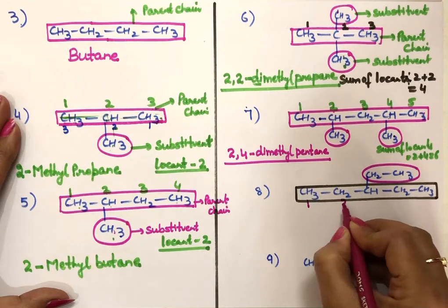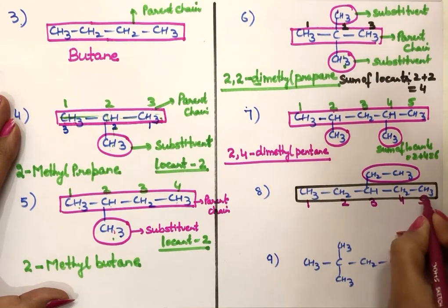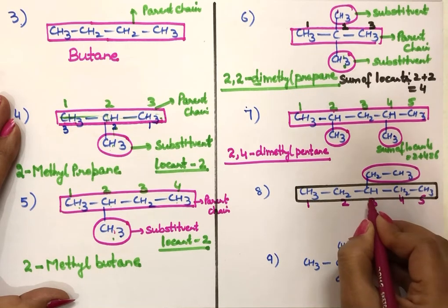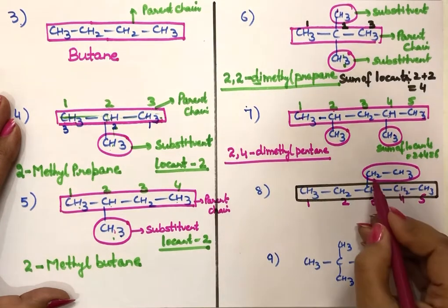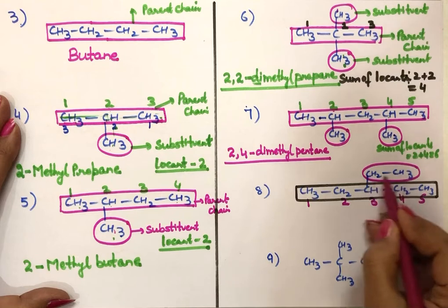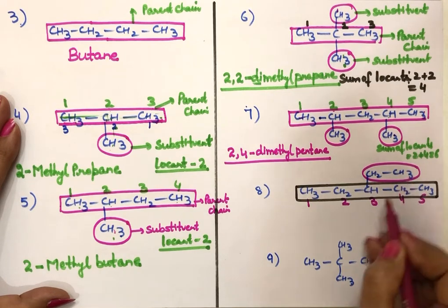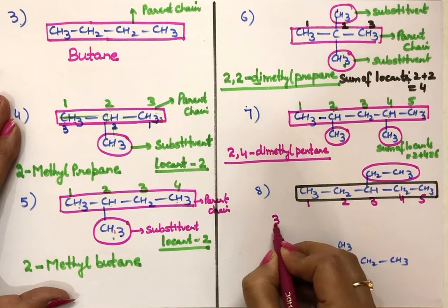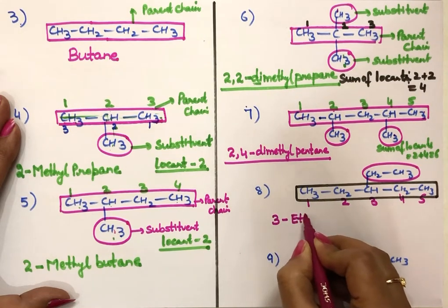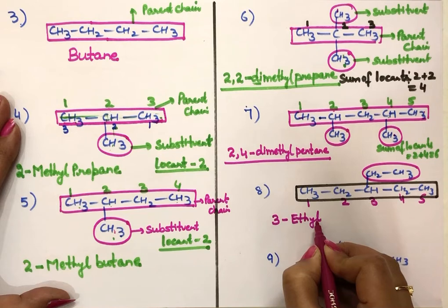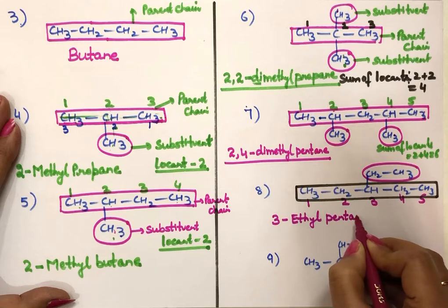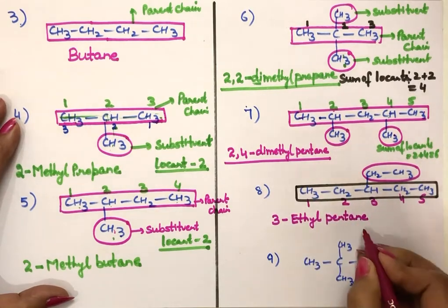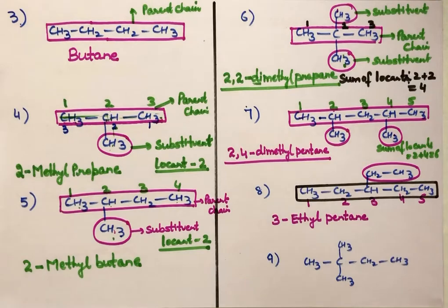Numbering from left to right, when I'm doing it, the substituent is getting the third position. But even from this side, if I do the numbering, the substituent gets the third position. So do the numbering from any side. This substituent is C2H5. This is ethyl. So now the name: with the third carbon, there's a substituent that is ethyl. So 3-ethyl. Chain, 5 carbon atoms, pent, and then ane we will write because there are single bonds here. So the name of this compound is 3-ethyl pentane.